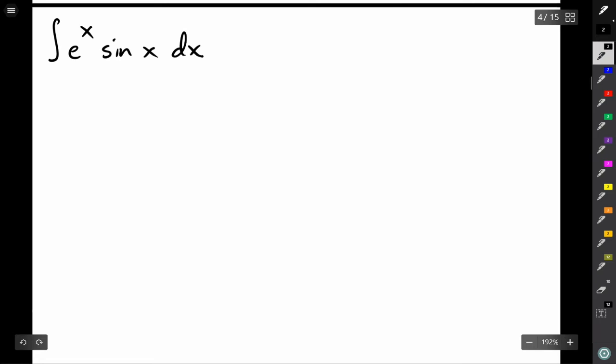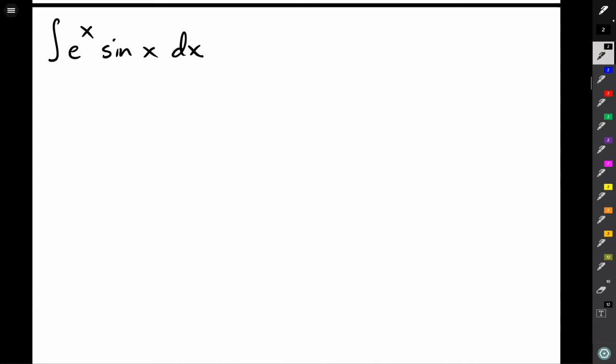This integral is going to show off quite an interesting trick with integration by parts. I quite like this one as a concept because we're sort of, well, you'll see. We're going to integrate this, but in some sense we're also not. You'll see what I mean.